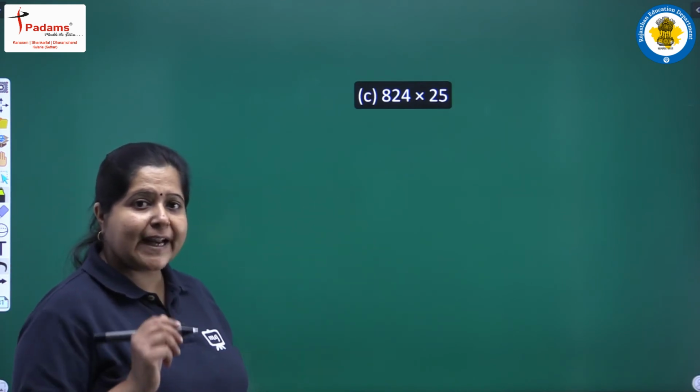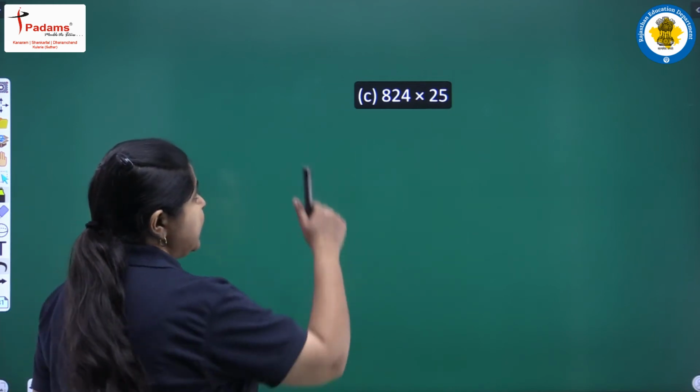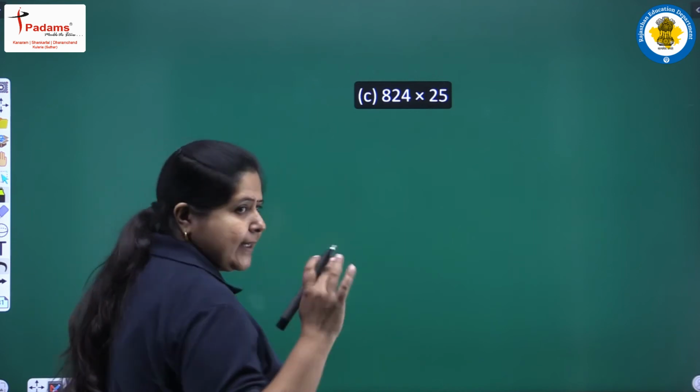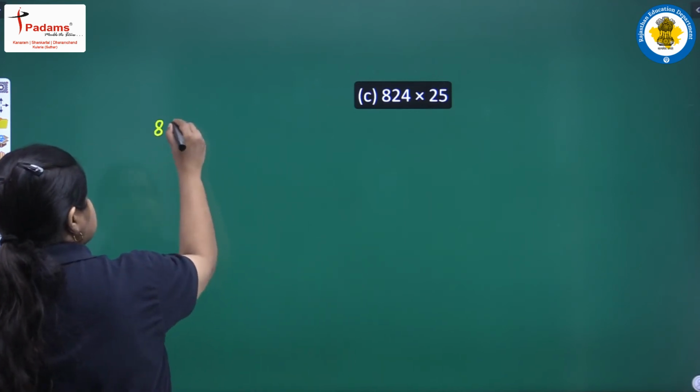Then we have this next one, 824 into 25. Just recall what we had done in our previous class. We can write this 25 as 100 upon 4 also. Let us try in this manner also.